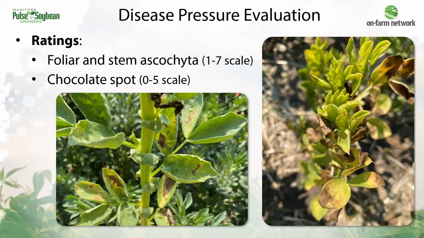And then diseases were evaluated visually in each strip, both for severity and incidence, or the percent of plants infected. So Ascochyta was rated on a 1 to 7 scale for both foliar and stem infections. And then chocolate spot was rated on a 0 to 5 scale.